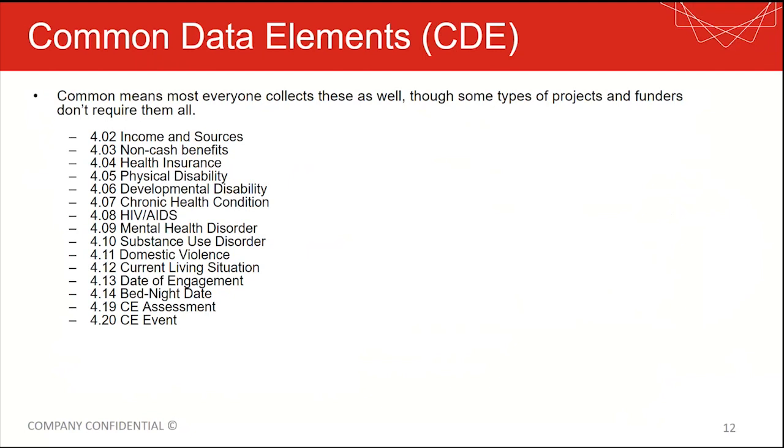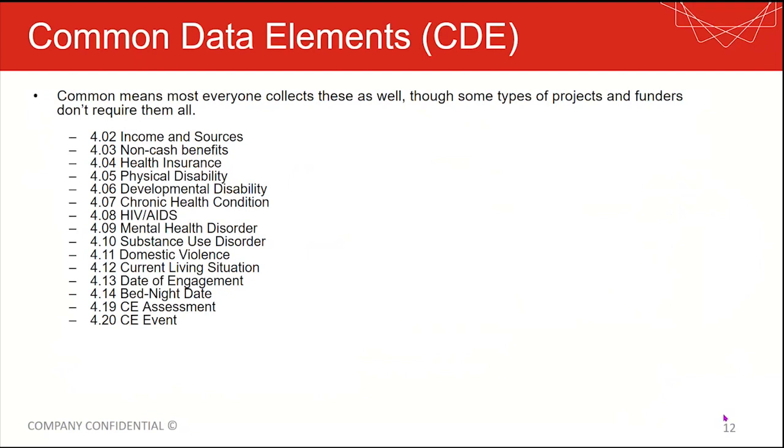Current living situation is designed to capture information on where a person is staying at a point in time. It can be updated at each point of contact. It will help communities track where people are, including those who are not assessed or referred to a coordinated entry event. Date of engagement is the date when an interactive client relationship results in a deliberate client assessment or beginning of a case plan.